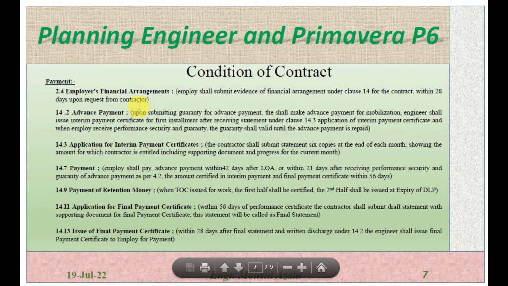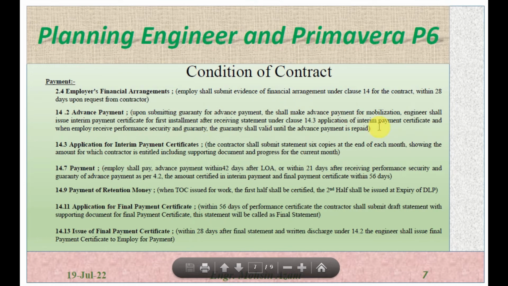Advance payment, 14.2. Upon submitting the guarantee for the advance payment, the engineer shall make the advance payment for mobilization. The engineer shall issue the interim payment certificate for the first installment after receiving the statement under subclause 14.3.